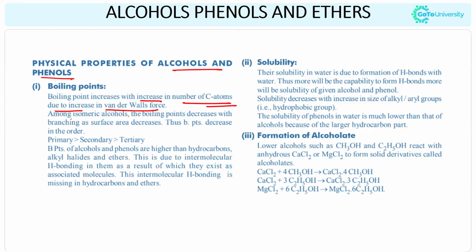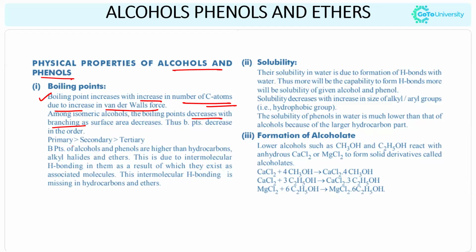Okay. Now among the isomeric alcohols, the boiling point is decreasing with branching. So first thing, when the number of carbon atoms is increasing, their boiling point is increasing because the van der Waals force is increasing. Second thing, when the branching is increasing, that means the interconnections between the molecules are decreasing, right? As a result, the boiling point will decrease. So these two are the important things.